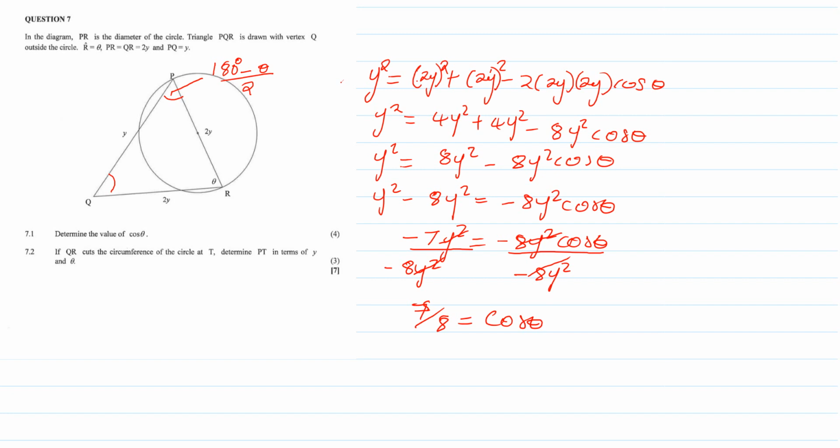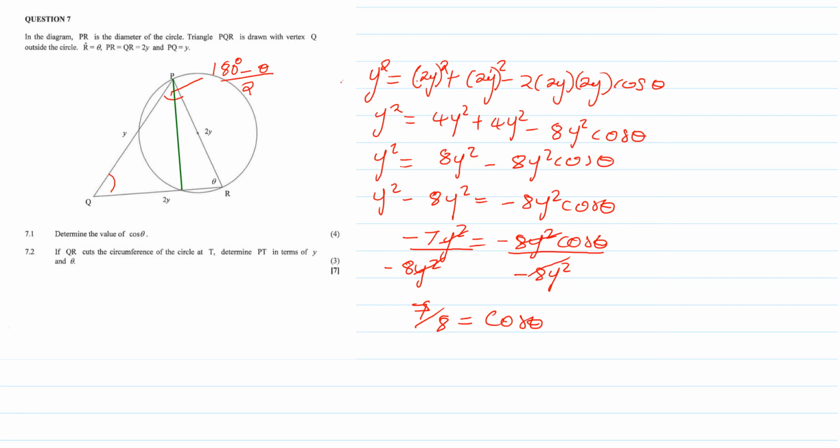They are saying QR cuts the circumference of the circle at T, so now you are going to make the necessary constructions. Let's change the color so that we can do proper constructions here. Let me apply a green color. They are saying it cuts the circumference at T, so we are looking for PT, and we are just going to draw our line here.